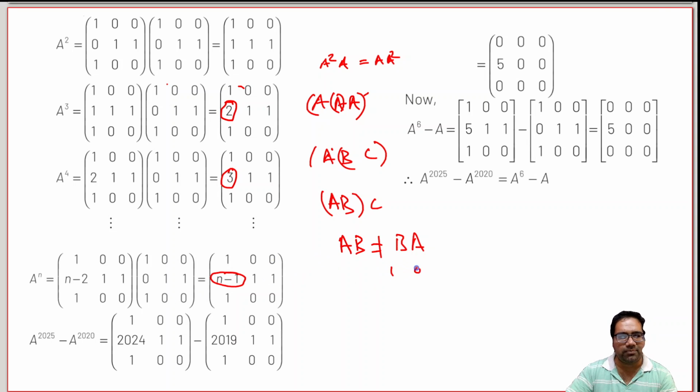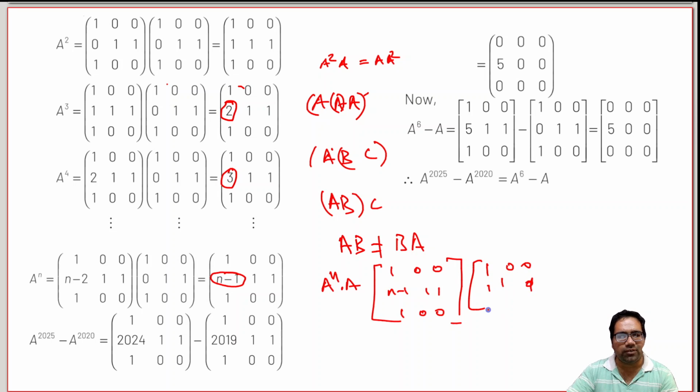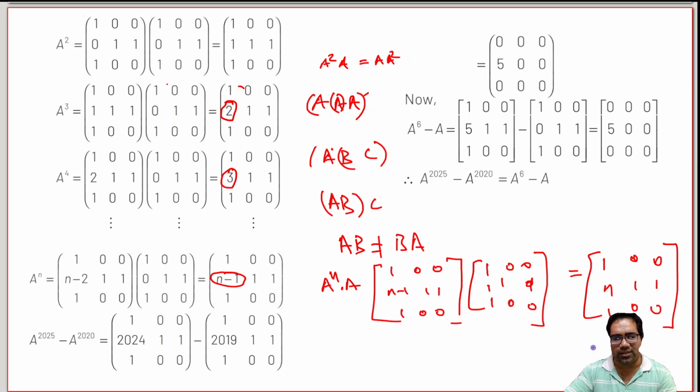So how do we prove this? For example, suppose this is A^n, with n minus 1 in this entry and the rest as shown. Then A^n into A will do this multiplication. If you do this multiplication, we get n here, and 1, 1, 1, remaining zeros. Right, if you do this multiplication, we get this one, which is nothing but A^(n+1). So that's how we can prove this using mathematical induction.